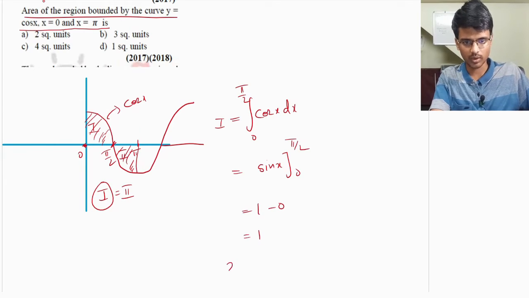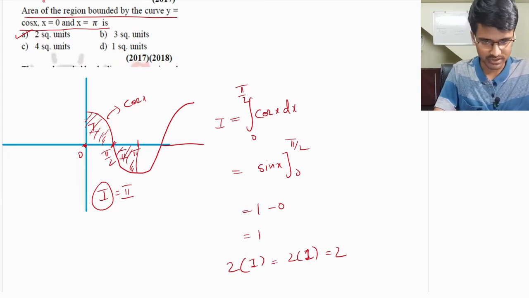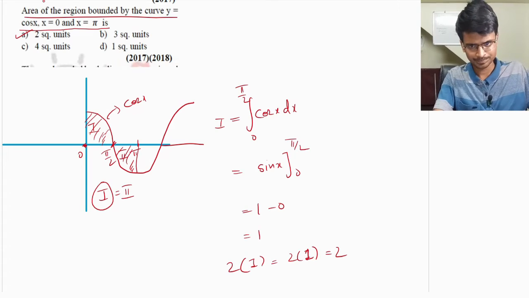So I have to take twice of this, right? Twice the area of 1. The area of 1 I have got as 1, so the correct answer is 2 units. The correct answer is option A. So this is how you solve these types of questions.